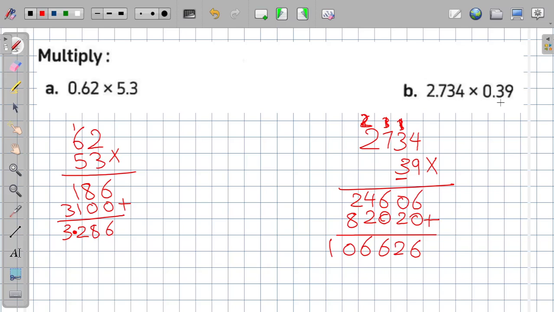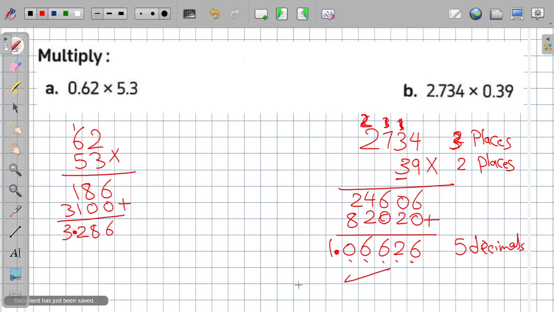And here I have 2 decimal places. So the result will have 5 decimal places. Okay, so I will count 1, 2, 3, 4, 5, and I will put the decimal point right here. So I have 1 and 0, 1.06626, and this is the final result.